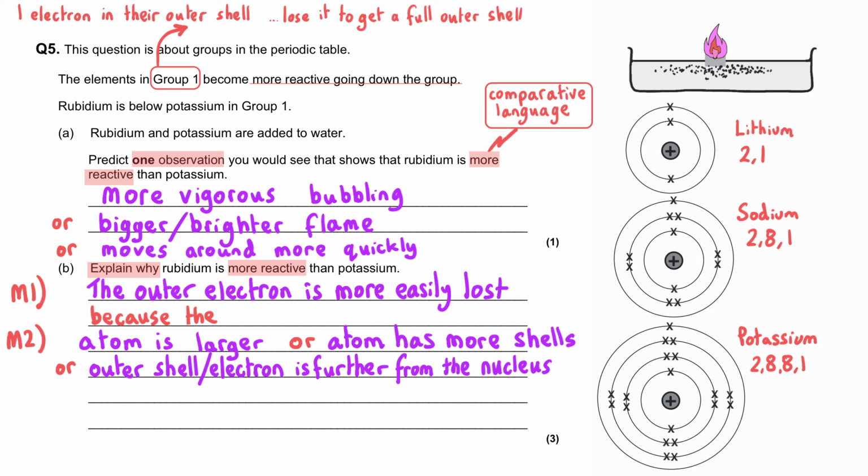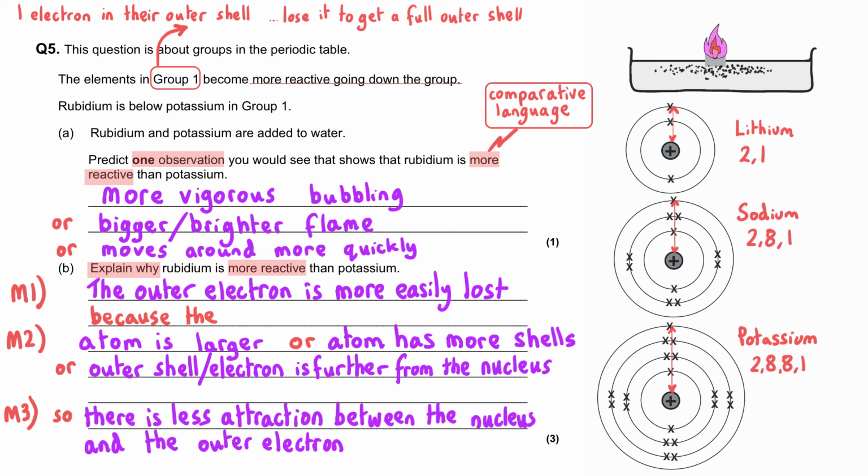And so as a result of this, the outer shell electron is further from the nucleus, which is positively charged, and the electrons are negatively charged. And so this means that there is less attraction between that positive nucleus and the outer shell electron, which is negative. And we could also say, instead of that third point, that there is more shielding between the outer shell and the nucleus. And that means that the positive charge of the nucleus is being blocked or shielded by the shells between the outer electron and the nucleus.